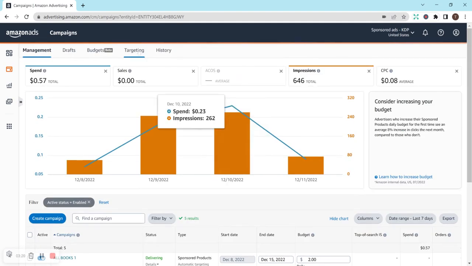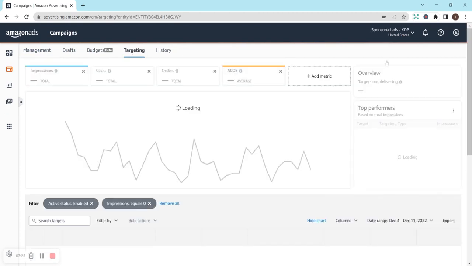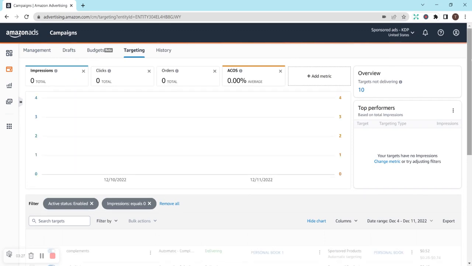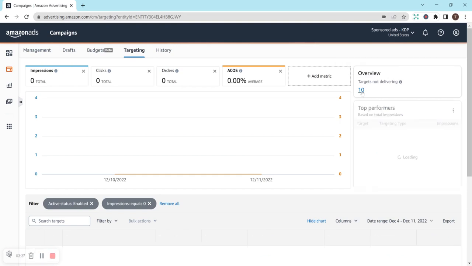So I want to look at the targeting, and I think I'm going to be adjusting the bids. Every day I've been adjusting the bids a little bit, usually upping them, not for every single one, but ones that are just getting no hits at all or very, very low impressions. Right now it says I have 10 targets not delivering, which is better than the 13 or so I had the other day.